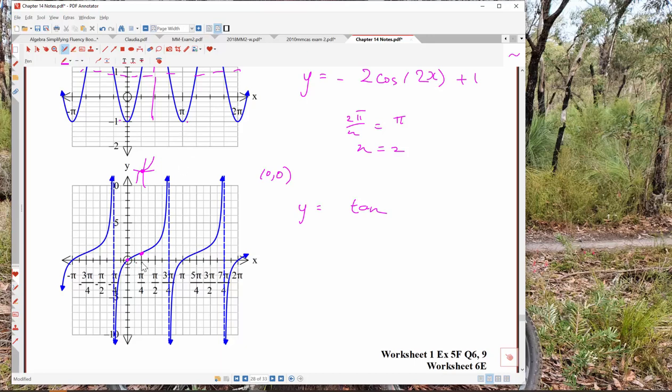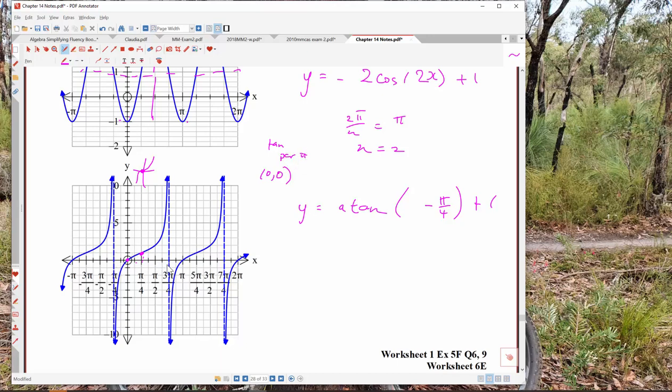This one has moved across pi on 4 and gone up 1 unit. Okay, so what has happened is that the tan graph has moved across. Okay, so we're going to go and move it right, pi on 4, and it has gone up 1 unit. Now, we don't know about a dilation factor yet, so we're not going to worry about that just for the moment. All right, what we need to also be aware of is that tan typically has a period of pi.